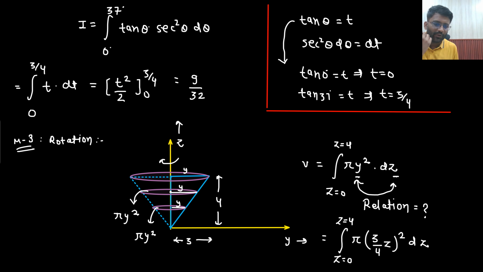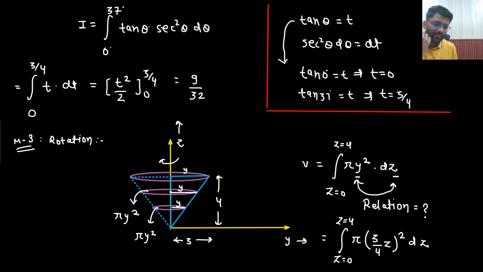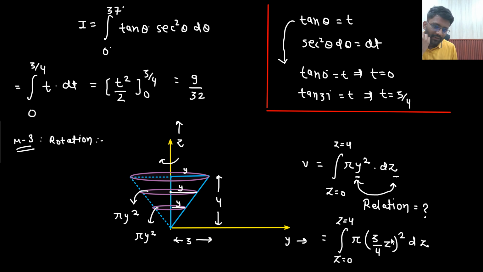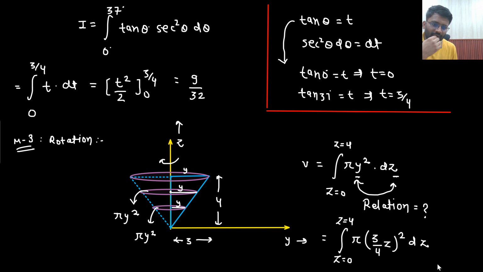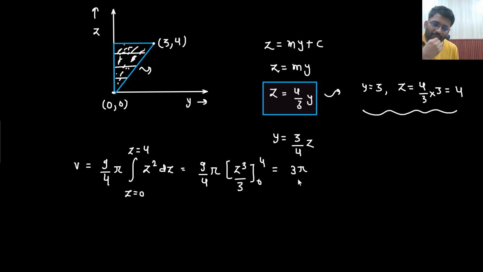Volume V will be pi, which will also come outside, integral of z square dz, with z going from 0 to 4. So 9 by 16 pi into z cube by 3, z going from 0 to 4. So 3 pi by 16 into 4 cube.